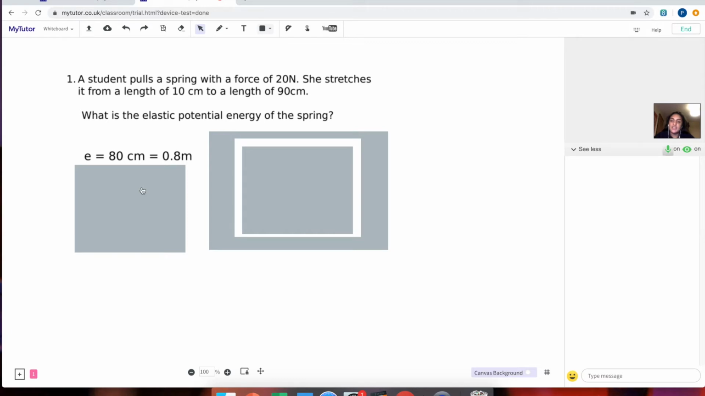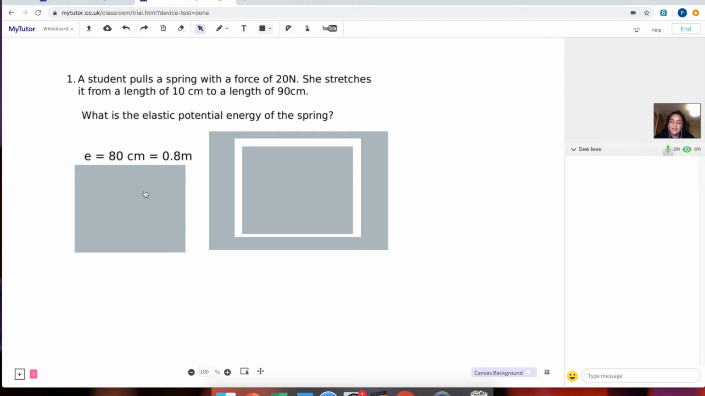The question is all about forces and elasticity. The question says that a student pulls a spring with a force of 20 newtons. She stretches it from a length of 10 centimetres to a length of 90 centimetres. What is the elastic potential energy of the spring? Well, this question can be broken down into 3 steps.